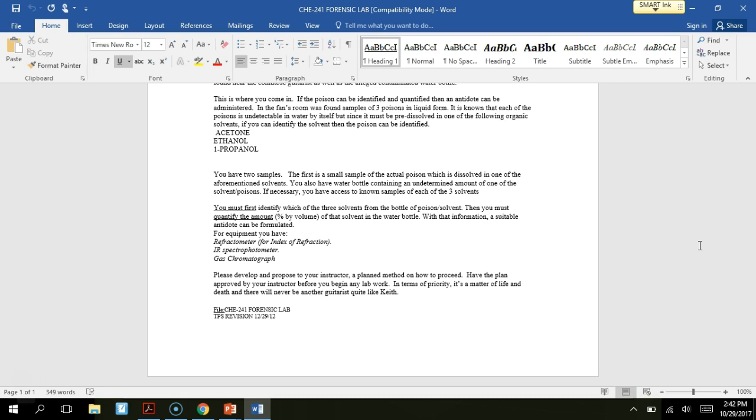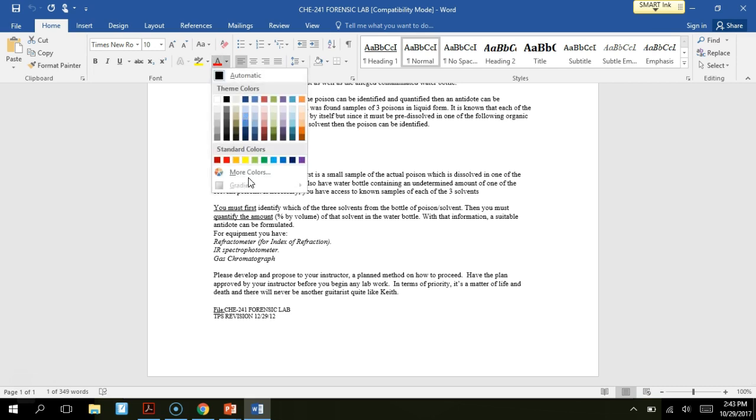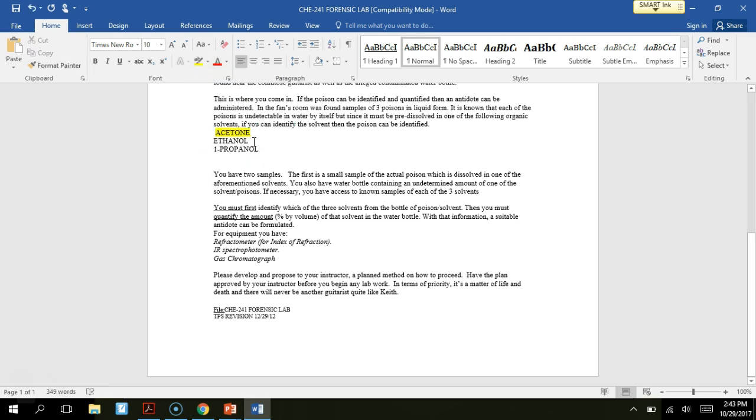So that's where you come in. If you can identify which solvent it is, we can then identify the poison, and from there we can identify the antidote. So there are three solvents that you're going to be testing for. There's acetone, there's ethanol, and then there's propanol.